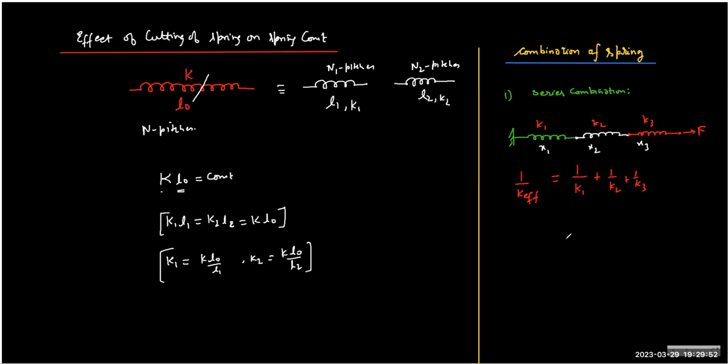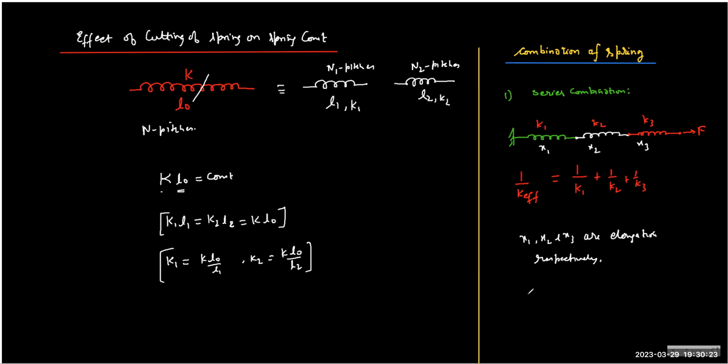Okay. And therefore, the springs have elongations x1, x2, and x3 respectively. So you can clearly see based on the ability, they will have different elongation.